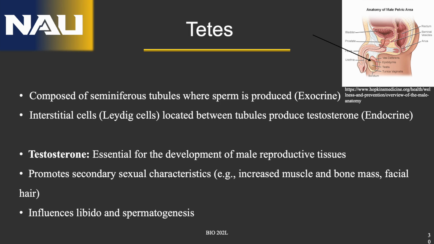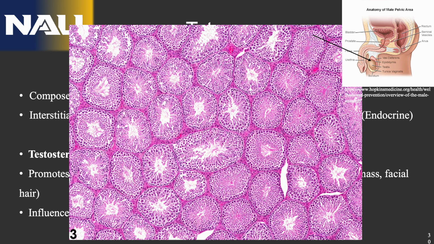Let's take a look at some histology of the testes. So here we see the seminiferous tubules, and here is where sperm is produced. And then we have our Leydig cells here between those tubules where testosterone is produced.